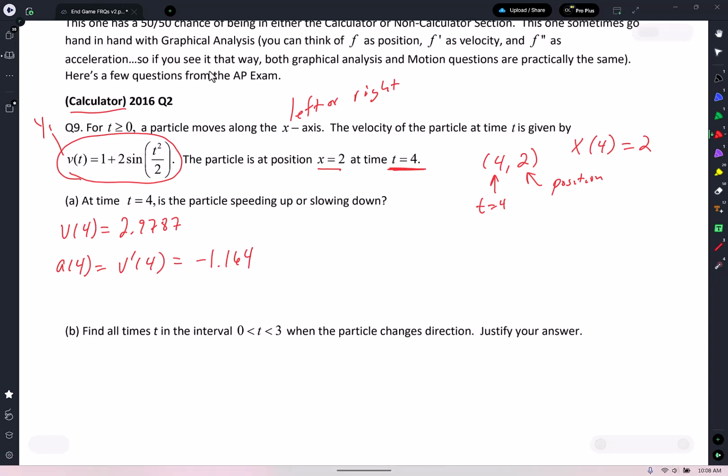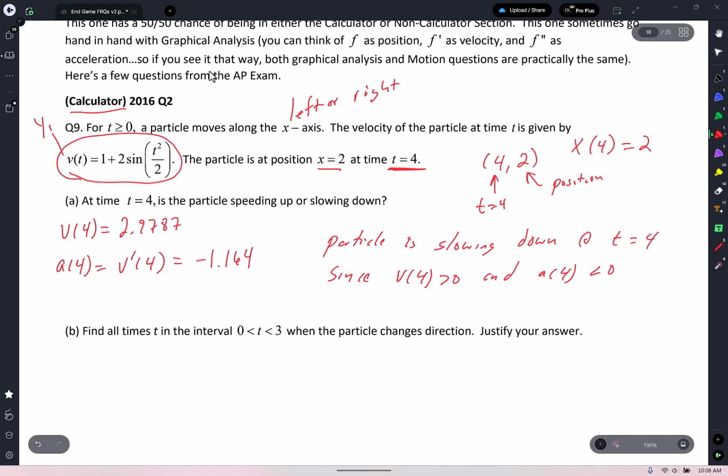All right. Am I speeding up or am I slowing down? Slowing down. So you're going to say the particle is slowing down at t equals 4 since v of 4 is positive and a of 4 is negative. You could also say velocity and acceleration have opposite signs. So let me put that in parentheses.